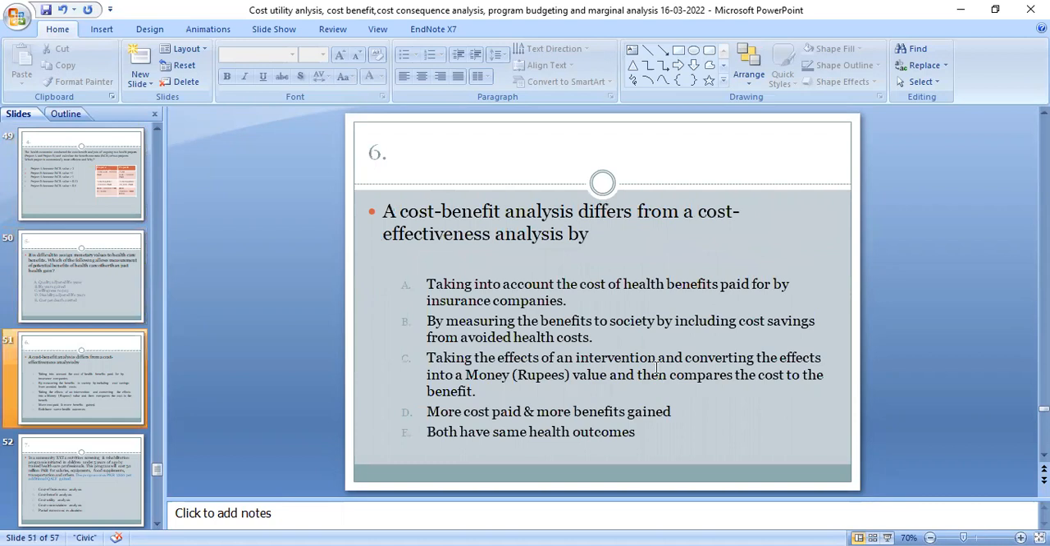6th MCQ: how is a cost benefit analysis different from a cost effectiveness analysis? By taking into account the cost of health benefits paid for by insurance companies, by measuring the benefits to society by including cost savings from avoiding health costs, by taking the effects of an intervention and converting them into a money value and then comparing the cost to benefit, by more cost paid and more benefits gained, or by both having the same health outcome. So it differs from the cost. Yes, C is the correct option.